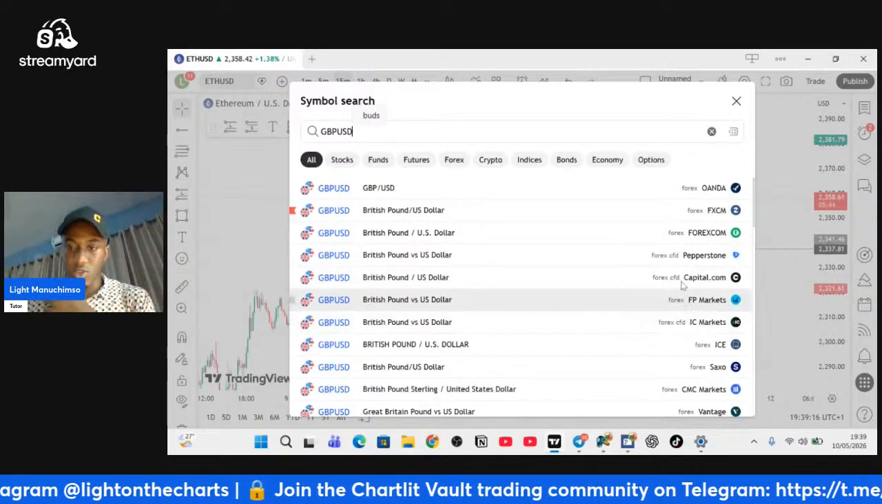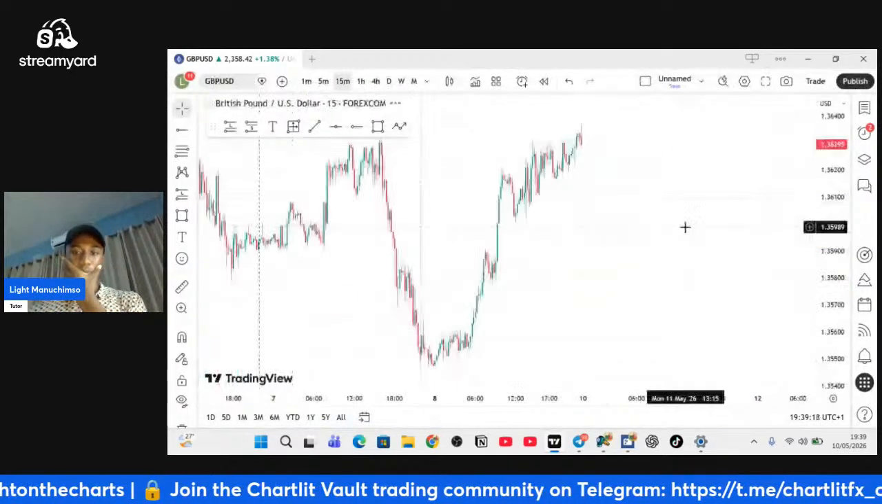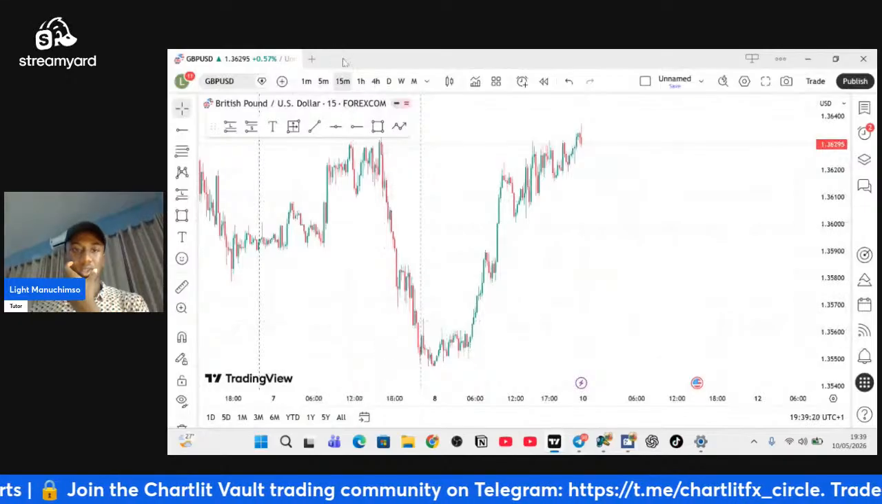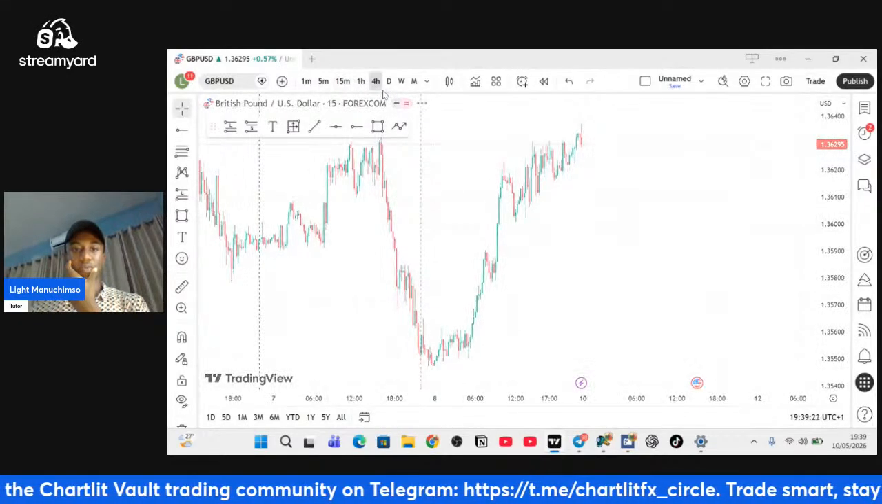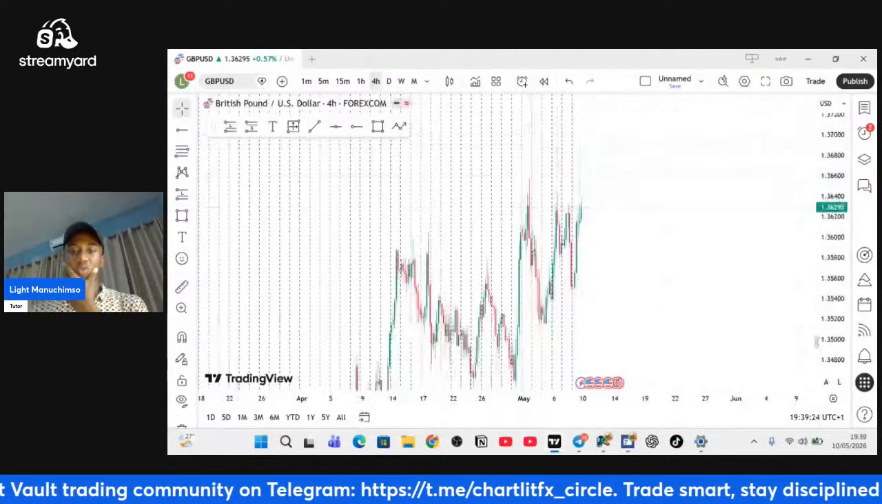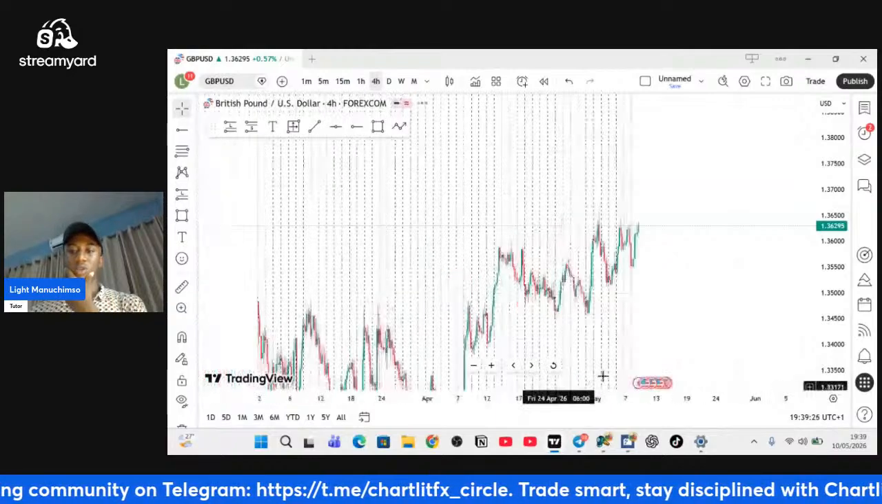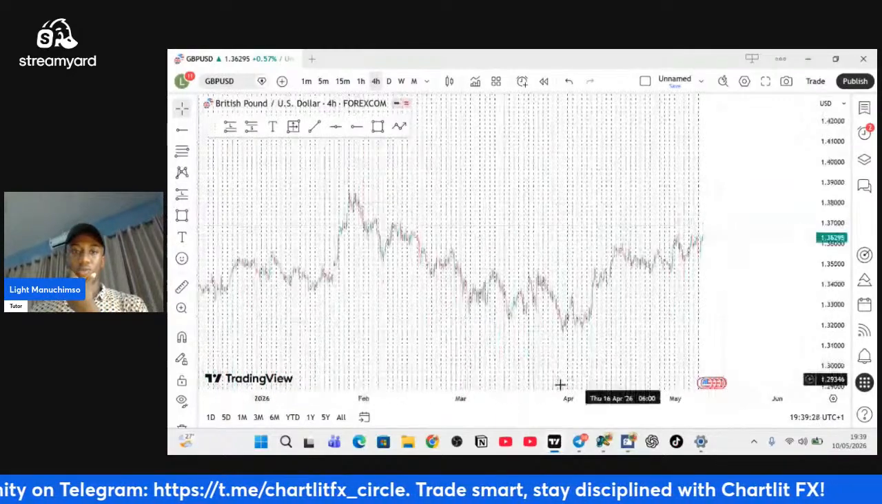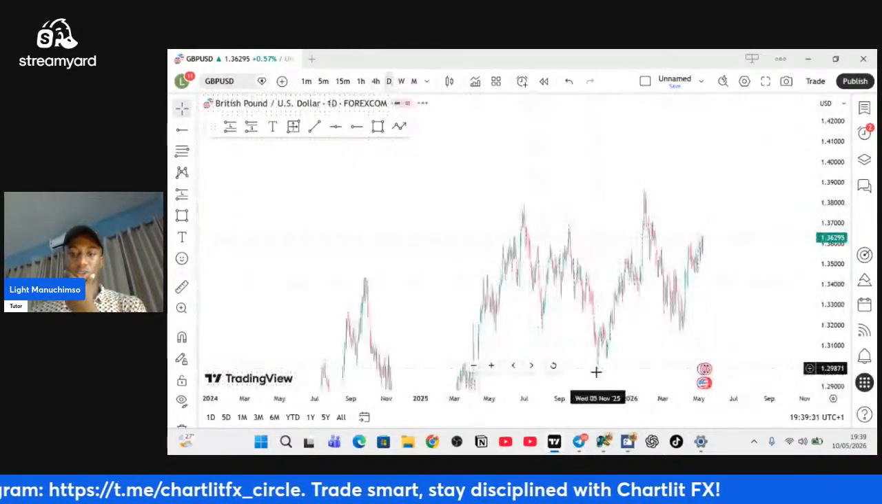Which one have I not used? Forex.com. I think it's clean. I've not done analysis on this. So in GBP USD, on the daily, let's see what we have on the daily.